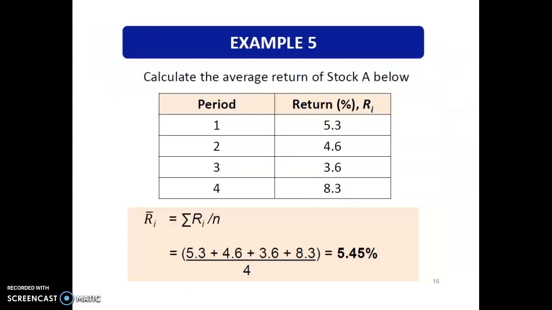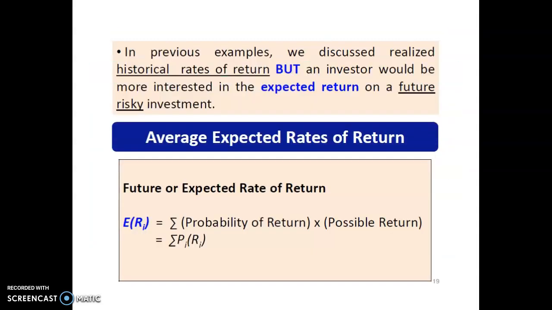And then how to calculate the average return for stock A. Consider that you have 4 periods. Period 1 is 5.2, period 2 is 4.6, period 3 is 3.6, and period 4 is 8.3. So, in order for you to find the average, you need to total everything and divide it by n, by 4.